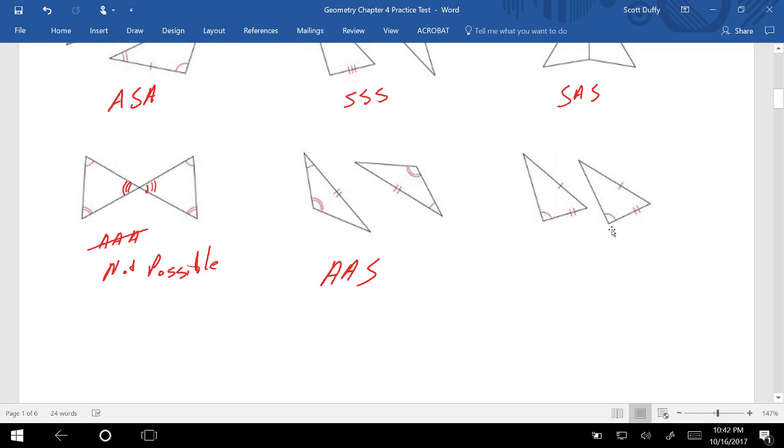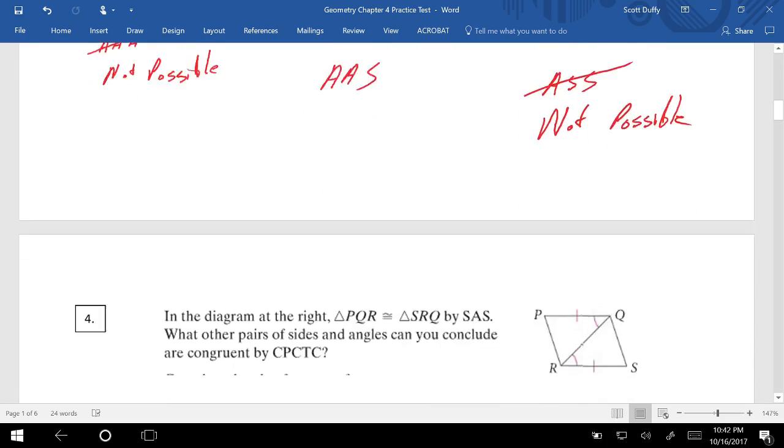Then I have angles, sides, sides. Let's look at the order. If I start at this angle, I move to this side, then this side, angle, side, side. That doesn't work. Only way it would work is if this was a right angle, and then we would know the hypotenuse and a leg. But because that is not the hypotenuse leg case, it doesn't work.